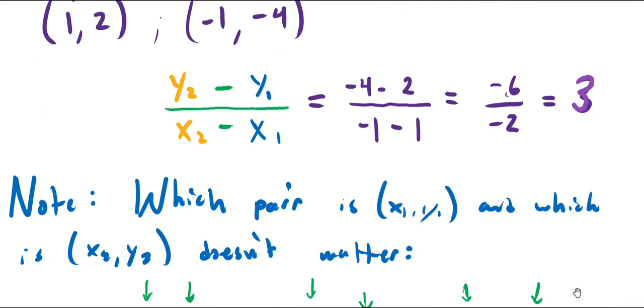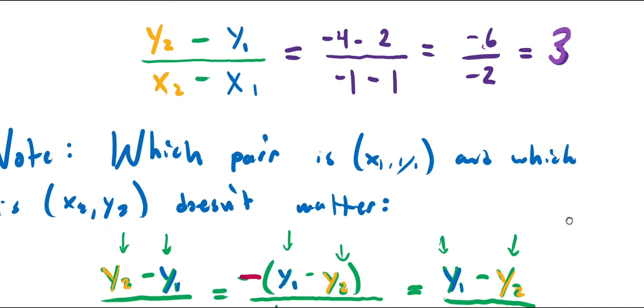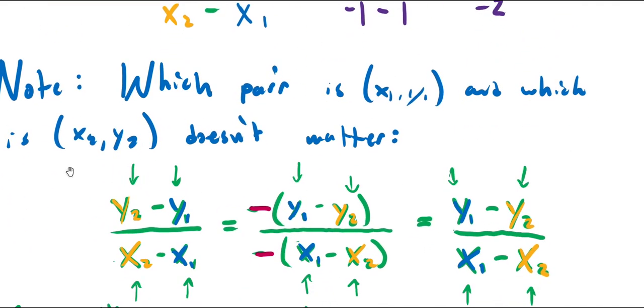But one thing I want you to notice is that it didn't really matter which one we labeled x1, y1 and which one we labeled x2, y2. You might think that would matter, but it doesn't. Here's why. If I take y2 minus y1 and x2 minus x1, and I flip them both, not just one, mind you, but both of them, well, flipping a subtraction, we saw, pulls out a negative sign, but a negative over a negative cancels. And actually, this expression is equal to y1 minus y2 over x1 minus x2.